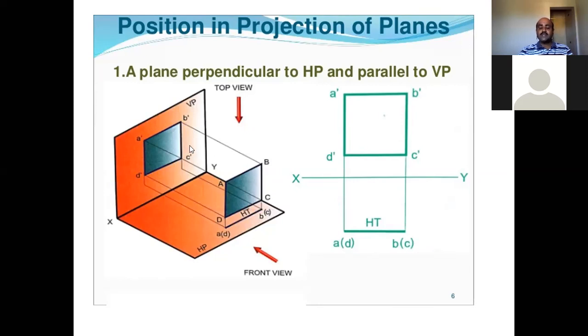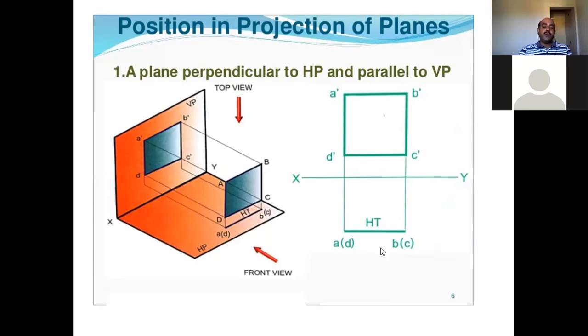I think in the first class, in the projection of straight lines, I told you how to represent a front view and top view. The front view will always be accompanied with a single prime, whereas a top view will have only the alphabet without any prime, whereas a side view will have an alphabet with a double prime. So please remember this. Okay, front view with a single prime, top view without any prime.